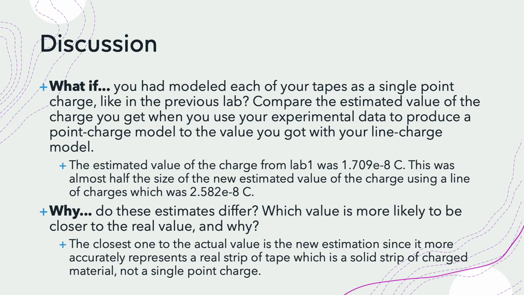Discussion questions. What if you had modeled each of your tapes as a single point charge like in the previous lab? Compare the estimated value of the charge you got when you use your experimental data to produce a point charge model to the value you got with your line charge model. The estimated value of the charge from Lab 1 was 1.709 e to the negative 8 coulombs. This was almost half the size of the new established value of the charge using a line of charges, which was 2.582 e to the negative 8 coulombs. Why do these estimates differ? Which value is more likely to be closer to the real value, and why? The closest one to the actual value is the new estimation, since it more accurately represents a real strip of tape, which is a solid strip of charged material, not a single point charge.